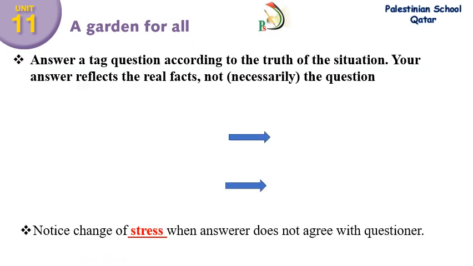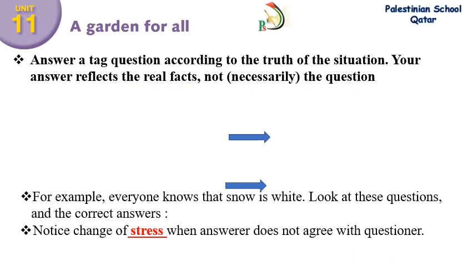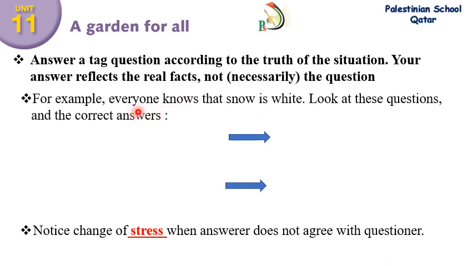Let's go. Answer a tag question according to the truth of the situation. Your answer reflects the real facts, not necessarily the question. For example, everyone knows that snow is white. Look at these questions and the correct answer. Snow is white, isn't it? Yes, it is.